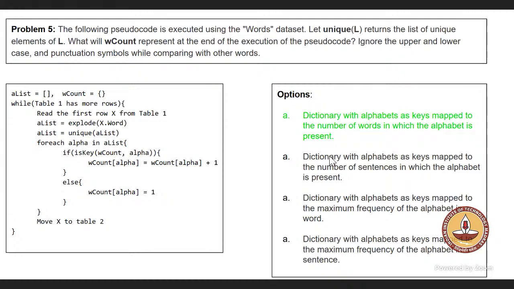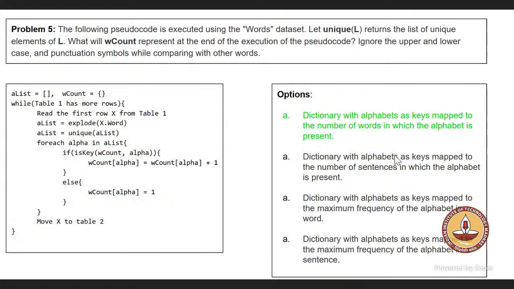Suppose if you are taking the word sweet, there are 2 E's in that word. Yes, but it means you are taking the unique letters of a list. Only you will get the unique letters of each and every word, so that the value of the dictionary will be mapped to the number of words in which that particular alphabet is present. Because there are no duplicates, it clearly indicates the number of words in which the alphabet is present.